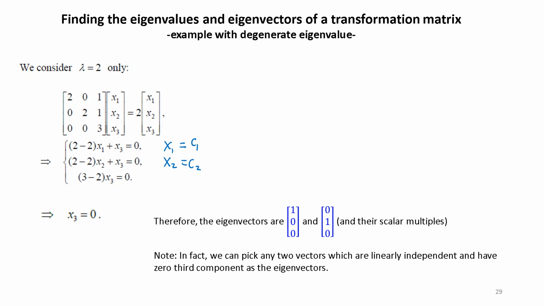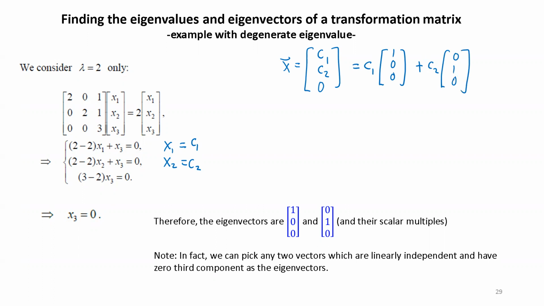That means your eigenvectors look like c1, c2, and then 0. And it can be written like this: c1 times (1, 0, 0) plus c2 times (0, 1, 0).